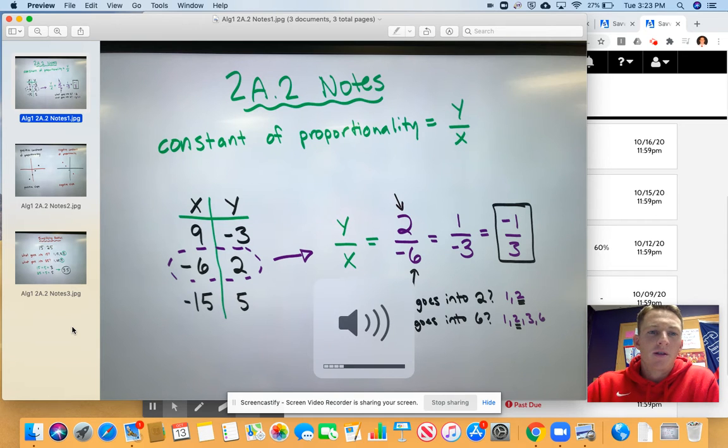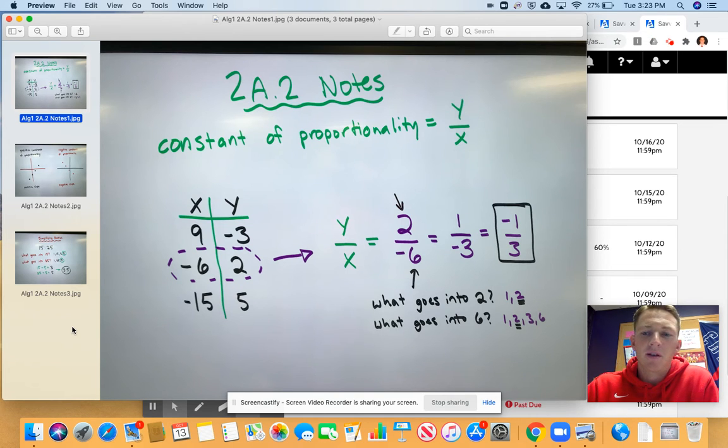All right, Algebra 1, still kind of talking about ratios here, just in a different way. Here in 2A.2, we have constants of proportionality. So that's kind of what we saw earlier today. Y over X, similar to a ratio, rise over run.